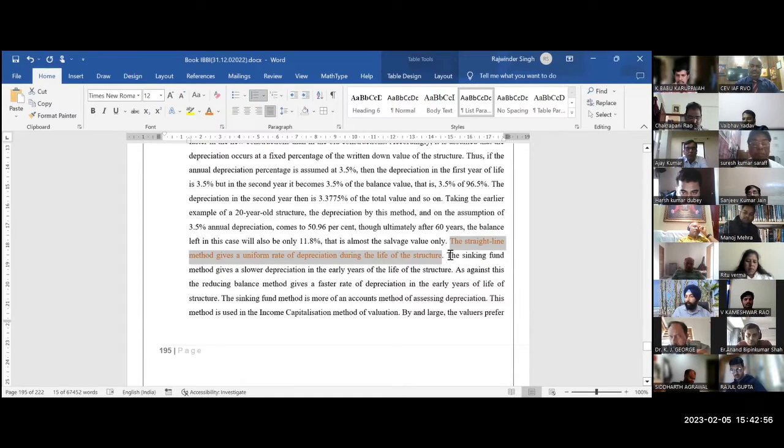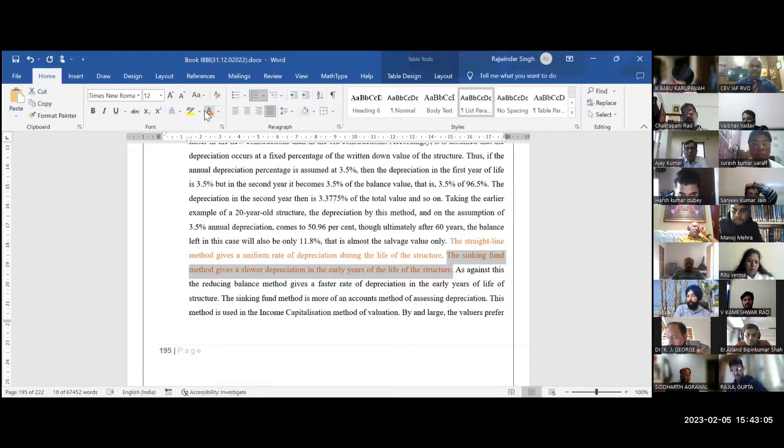And the sinking fund, what about sinking fund? The sinking fund method gives slower depreciation in the early years of the structure, because much less amount will be collected as sinking fund. In the first year, sinking fund will be very less. As the age of the building grows, amount of sinking fund grows, and your percentage of depreciation increases.